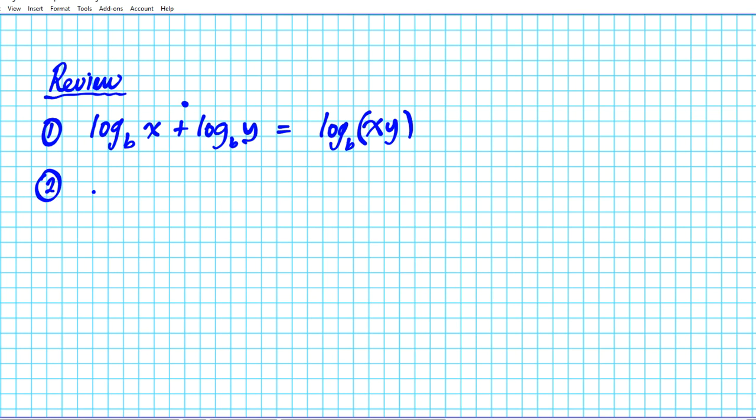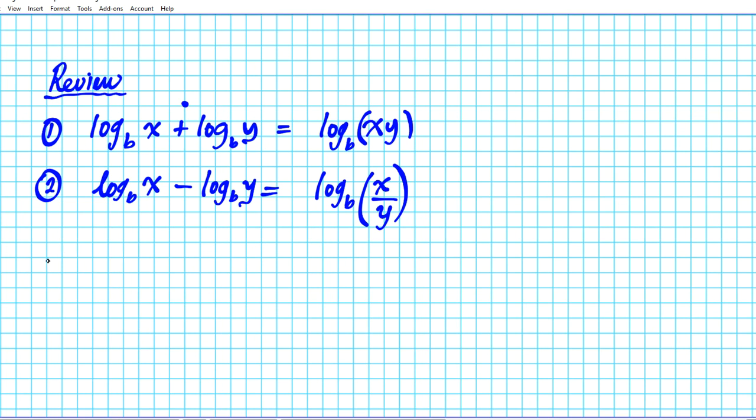Okay, so if you have log base b of x minus log base b of y, we're going to apply the quotient property in this case. You have log base b of the logarithm that comes first, x, that will be the numerator, minus, this minus is division, divided by the logarithm that comes next, y. Okay? So there goes the quotient property.